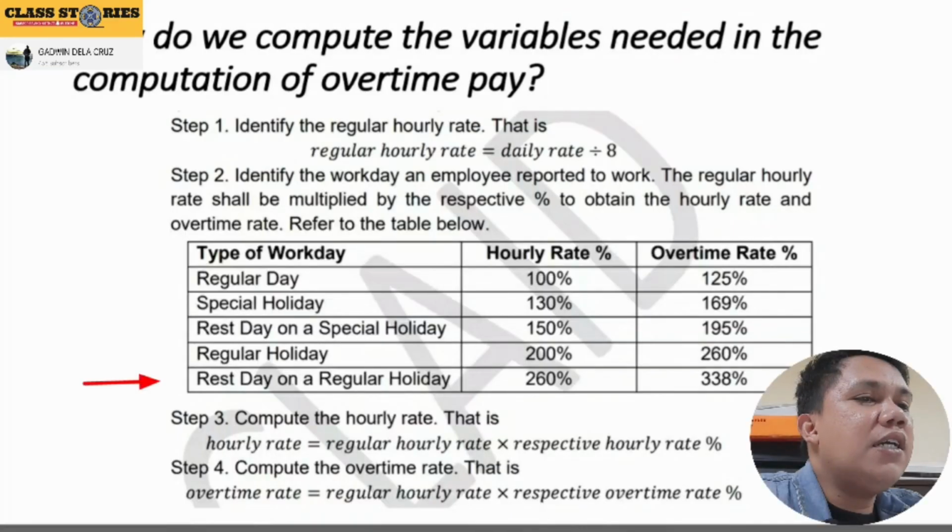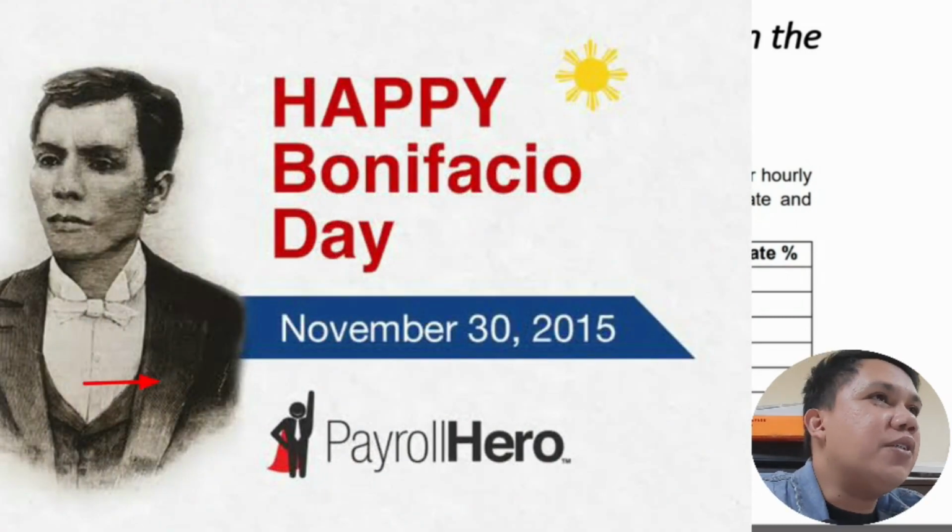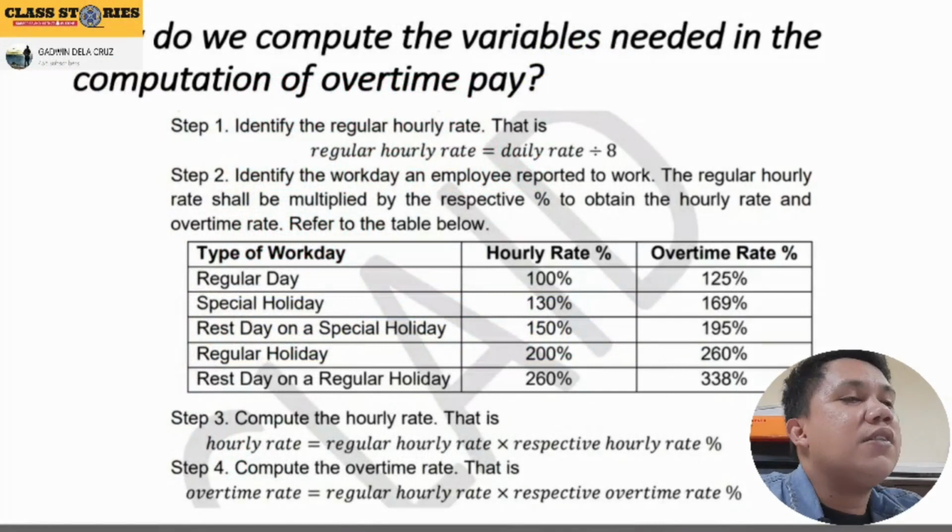So, pag rest day naman, rest day mo, tapos nataon na regular holiday, tapos pumasok ka. Example, mabigay tayo ng regular holiday. Bonifacio Day, yan. Rest day mo yon, tapos nataon yun na regular holiday, nako, jackpot ka. Kasi ang hourly rate mo is 260%. Tapos kung mag-overtime ka pa, that is 338% or 338 pesos kung ang iyong oras ay 100 piso. So, yan yung mga kailangan nyong malaman para makompute nyo yung inyong mga sahod at inyong mga overtime pay.